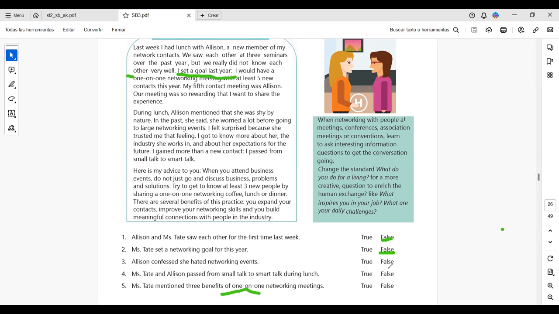What's the meaning of rewarding, teacher? It is like, how can I say it? Like a prize that you receive after doing something. But that is a reward. Remember? Reward. Yes. Rewarding. Okay. Thank you.